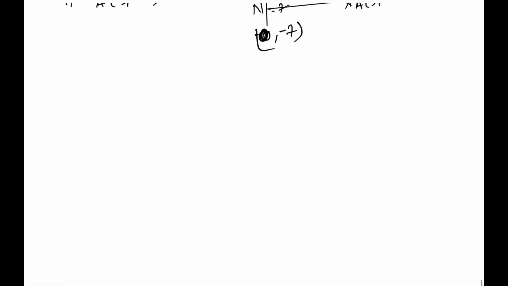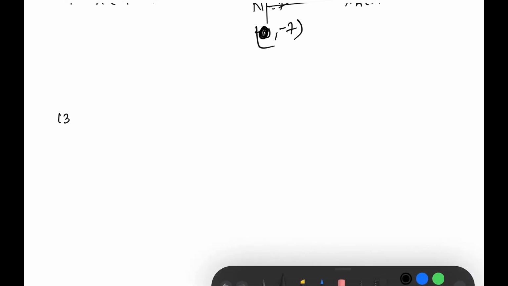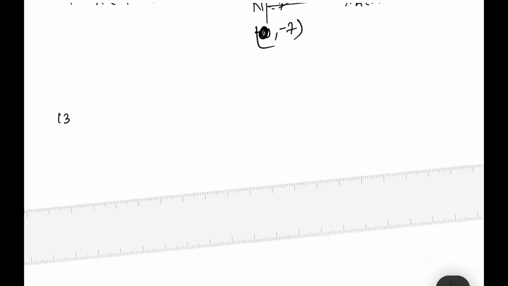So the 13th question you have, in a rectangle OABC, the point O is the origin, OA is 10 units along the x-axis, AB is 8 units along the y-axis. Find the coordinates of A, B, C. Let's see how to do it. So I'll plot one more graph for that.